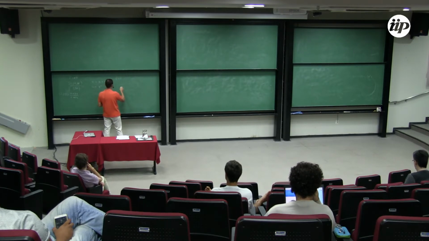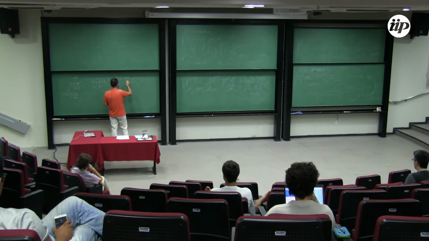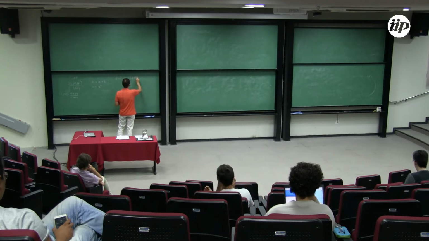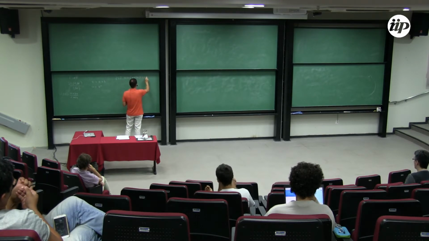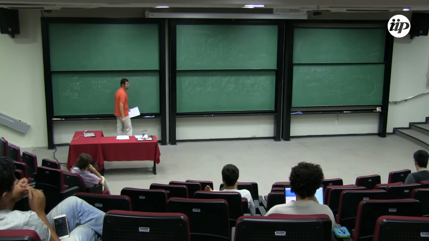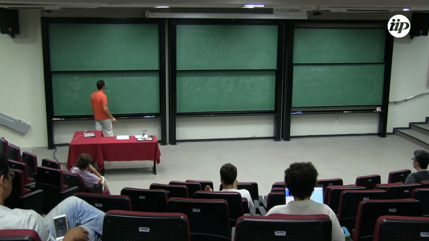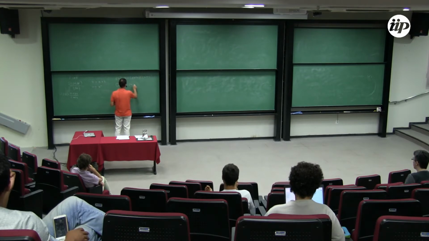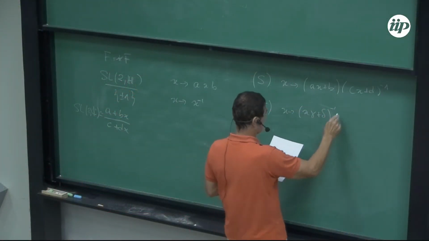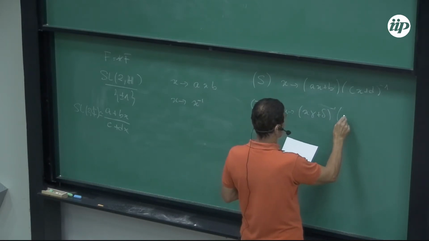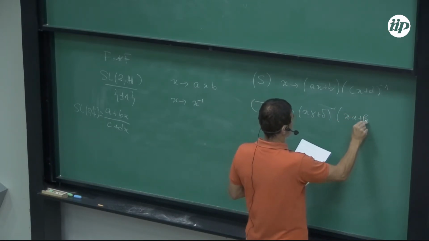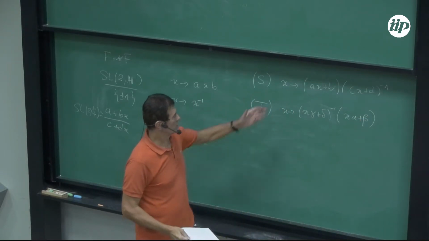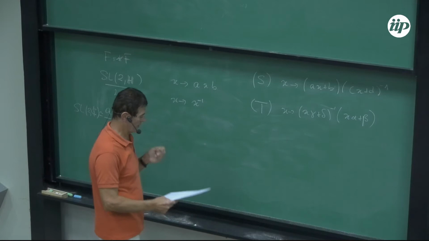One, let's call it S, in which X goes into AX plus B, and then we have CX plus D to the minus 1. And so there is an action from the right. And then there is another transformation, which I call T, in which X is acted on by gamma X plus delta to the minus 1, and then I have X alpha plus beta. I've changed the names of the A, B, C, D.